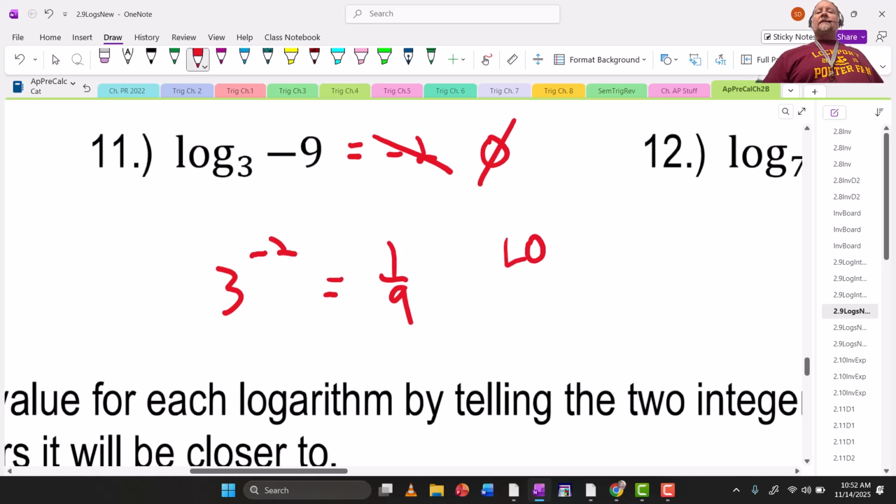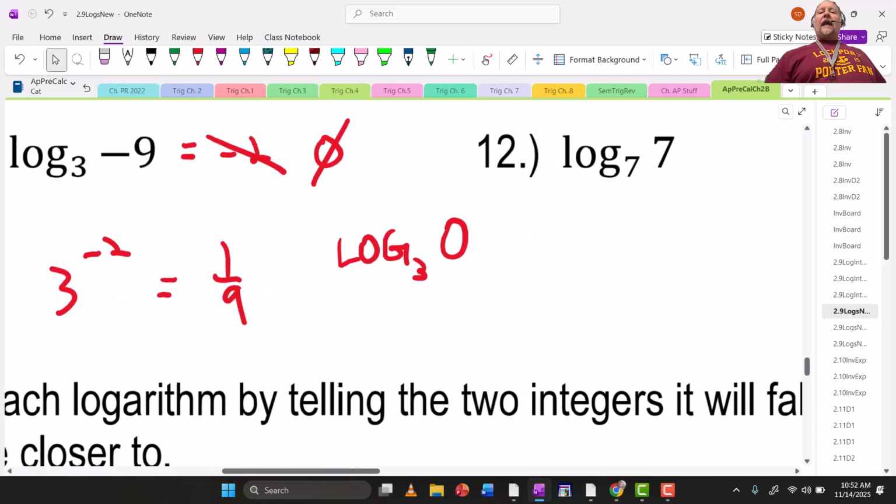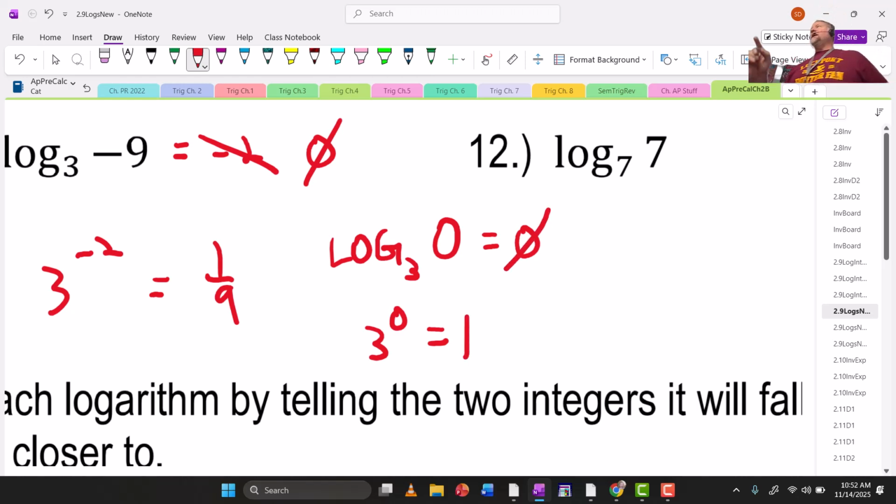What could I raise 3 to in order to get 0 as an output? Now, what's the average student usually say? 0. But what's 3 to the 0 power? 1. This is another impossibility. You cannot take a number of any base, raise it to a power, and get 0 as an output. It's impossible. So you cannot have a log of a 0 or a negative number.